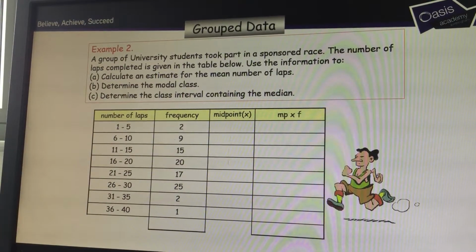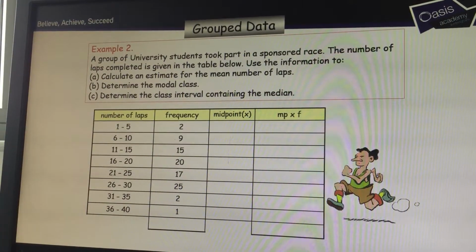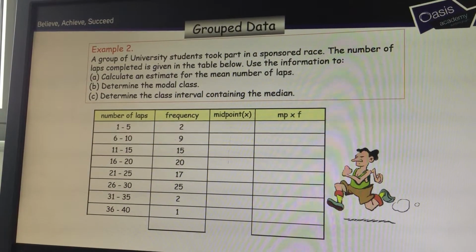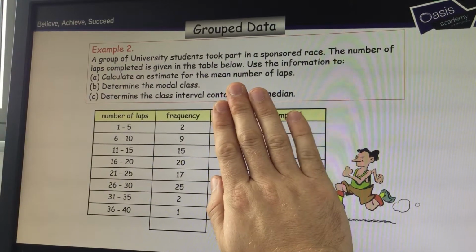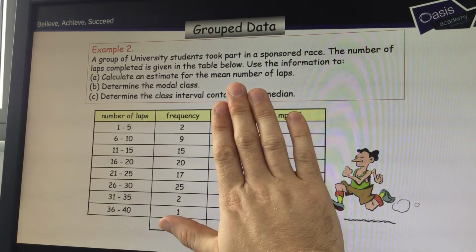Right, so where are we up to? This has not come up on anything, so expect to see this, higher and foundation. It's where you've got a table. It could just be a table like this, and you have to add all this to it.